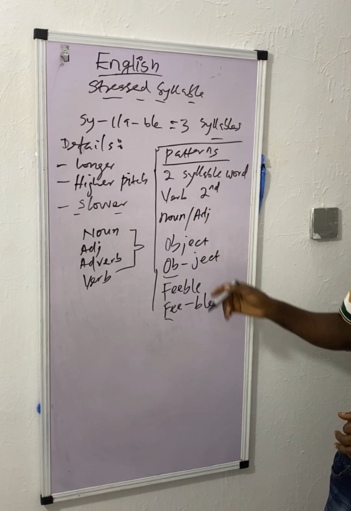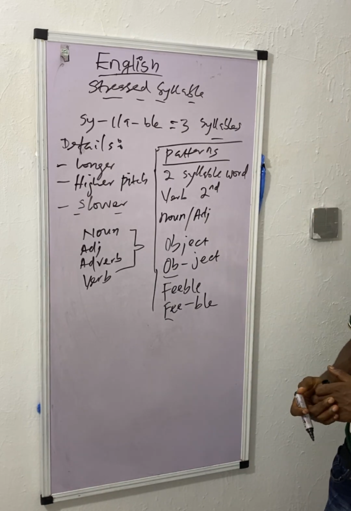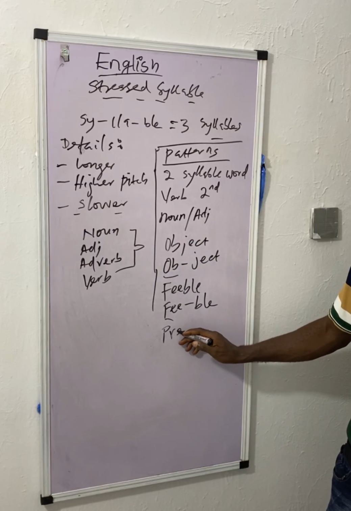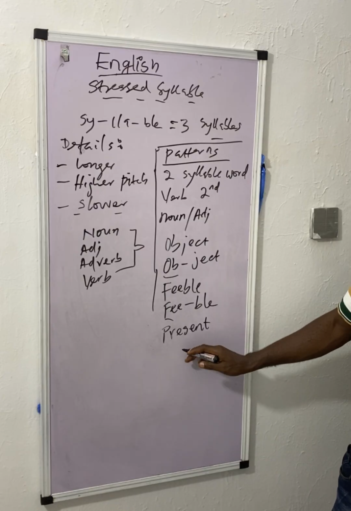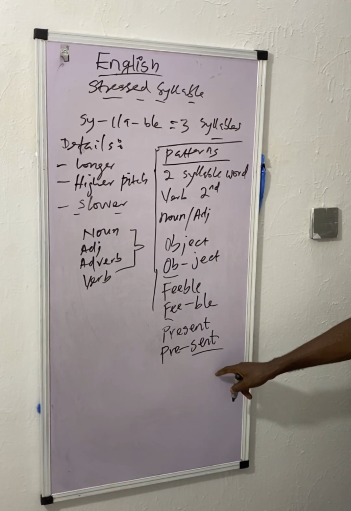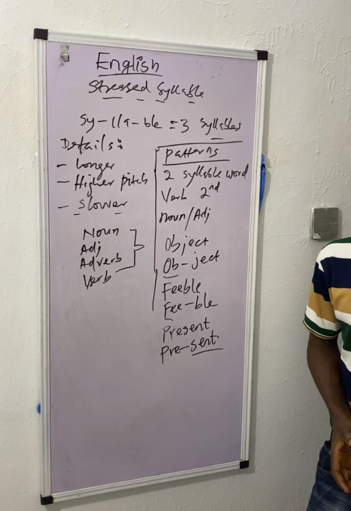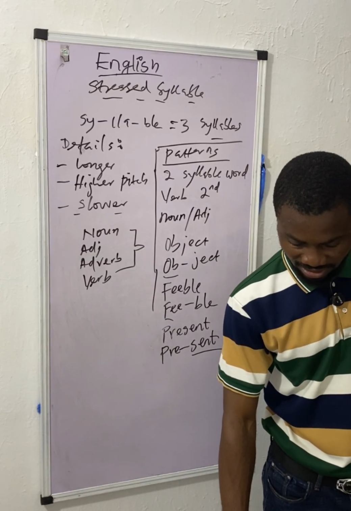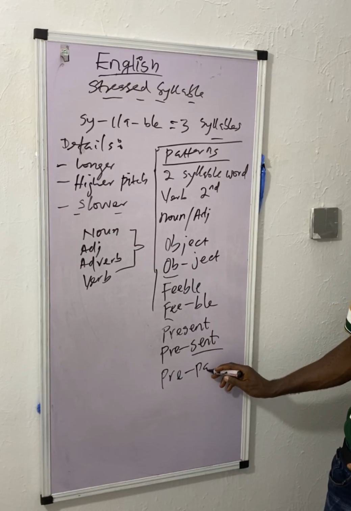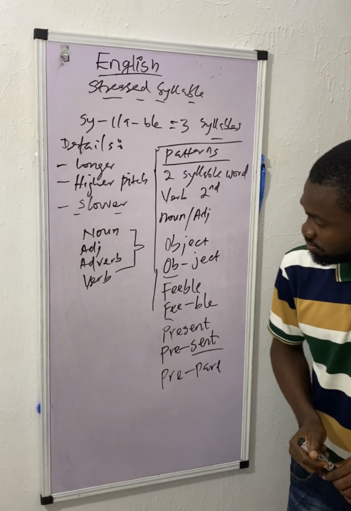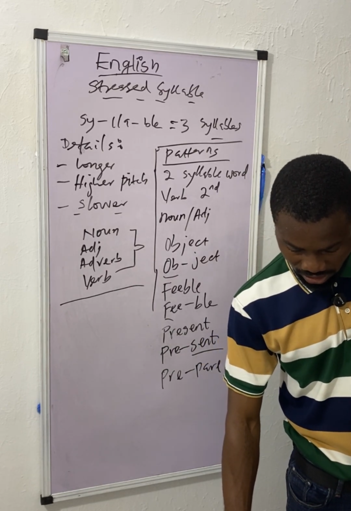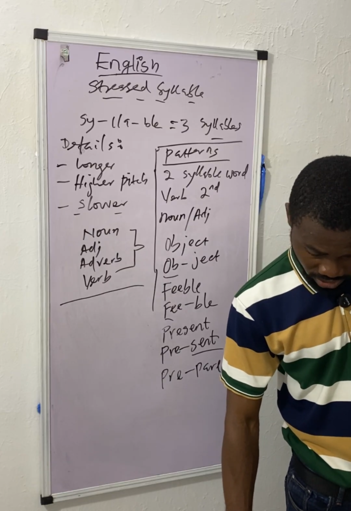Then for verbs, we usually have the stress in the second syllable. For example, present. We usually have it here, this zent, so we pronounce it present. Present, present, present. Another one is prepare, a verb. Prepare. That's why it's pronounced prepare. Then another pattern we observe is 3 syllable words.